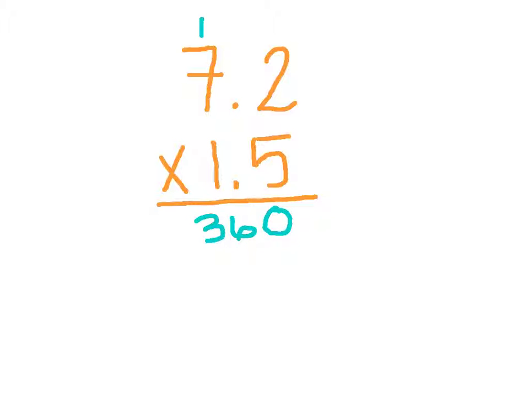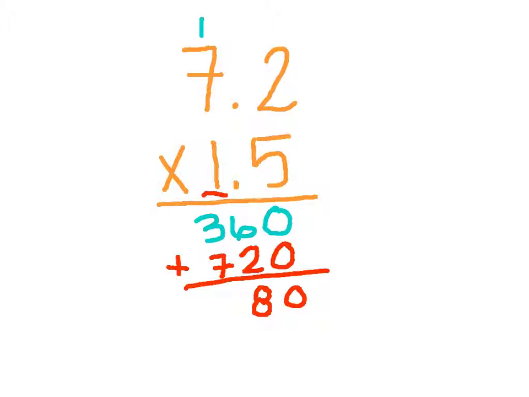Moving on to the next place value, I have the 1 in, which means I'm going to drop a 0 down to hold the place value. 1 times 2 is going to be 2, and 1 times 7 is going to be 7. Again, I'm going to add it like normal. 0 plus 0 is 0. 6 plus 2 is going to be 8. And 3 plus 7 is going to be 10.